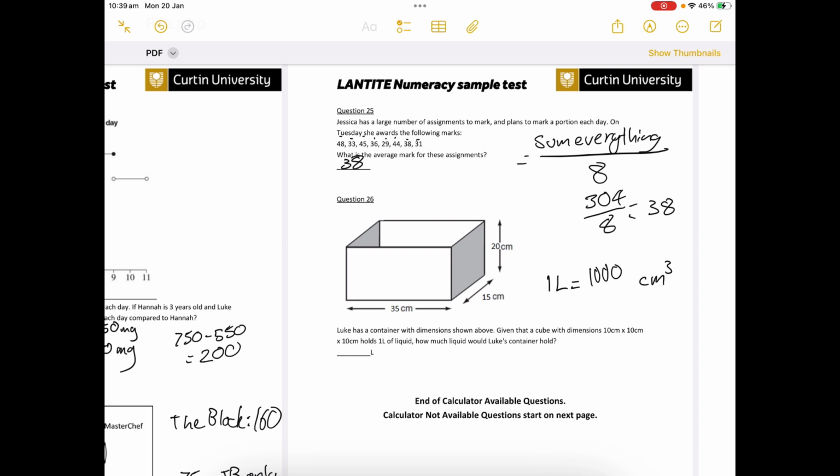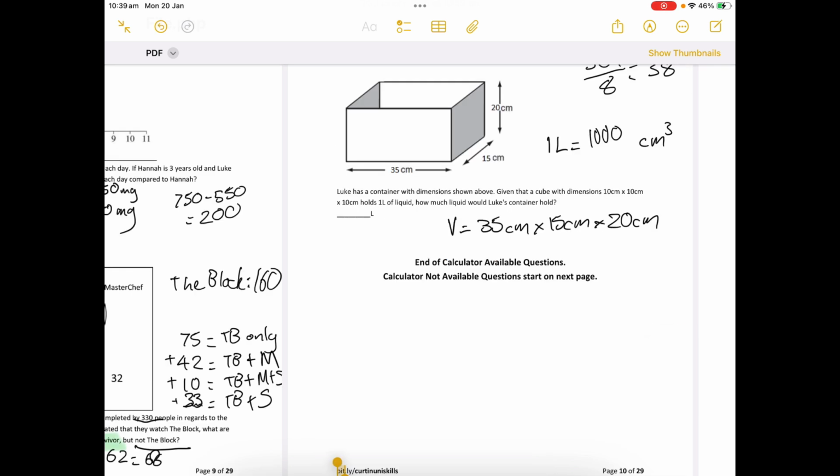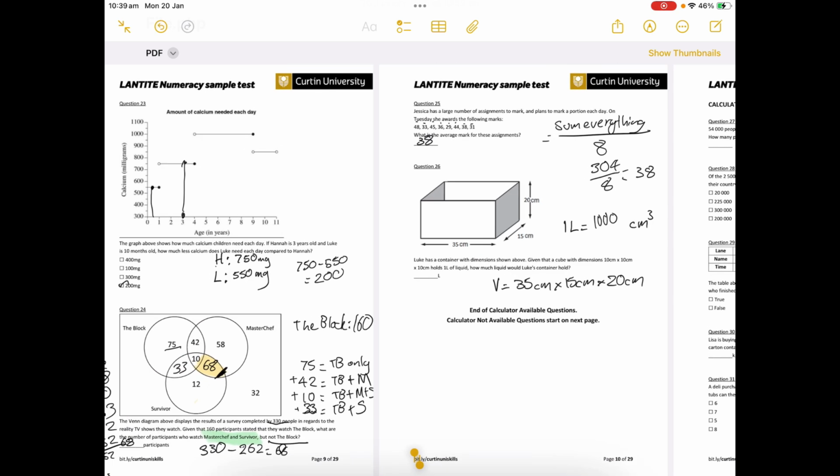So for volume, Luke's container is going to be 35 centimeters times 15 centimeters times 20 centimeters. So I'll do all of that in a calculator. 35 times 15 times 20, that's 10,500 centimeters cubed. Okay, so I've got 10,500 centimeters cubed.